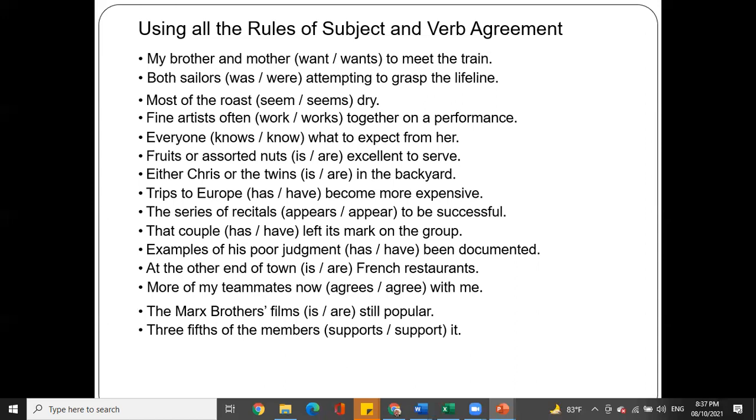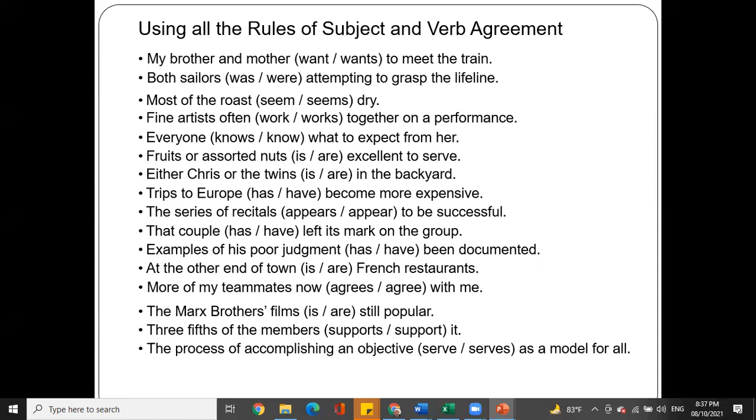Three-fifths of the members support it. Three-fifths of the members supports it. Half of the members supports it. A quarter of the members supports it.